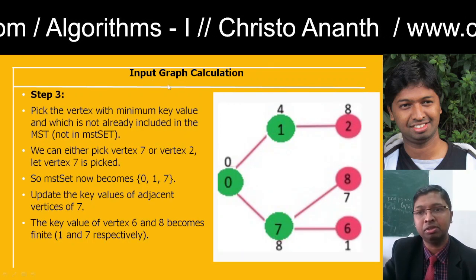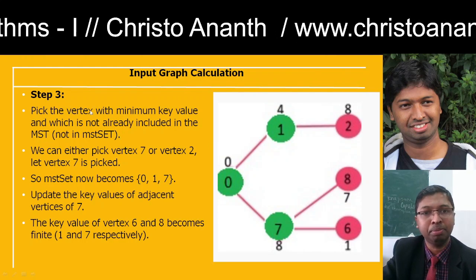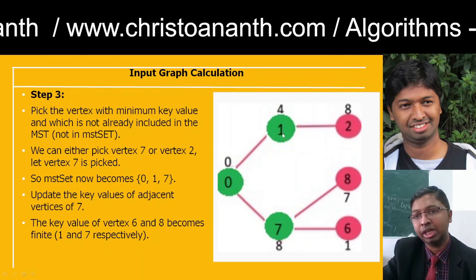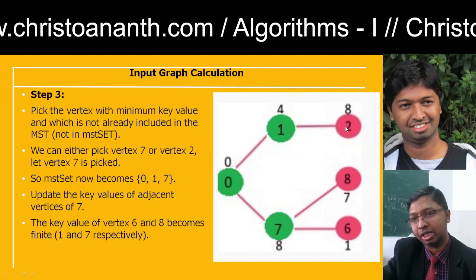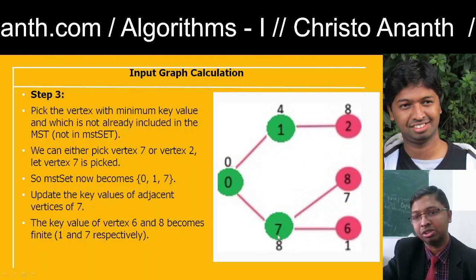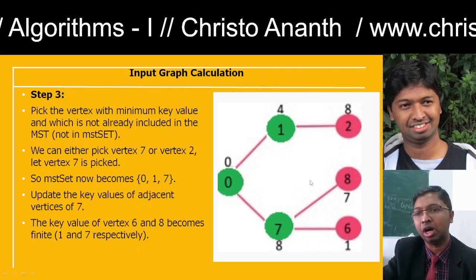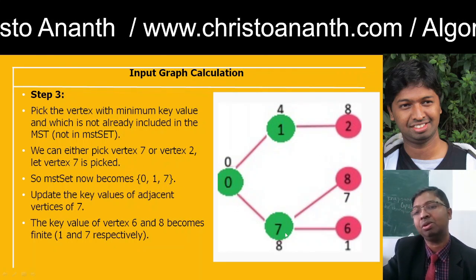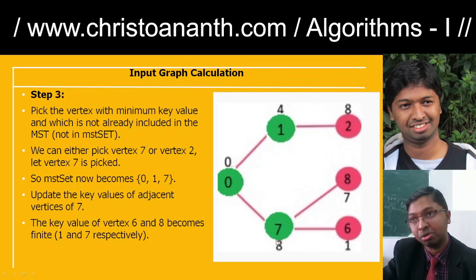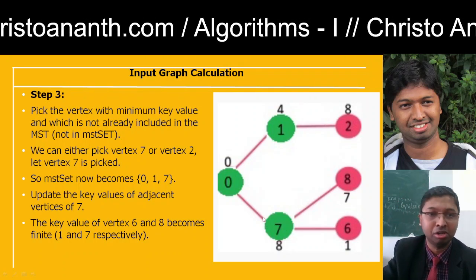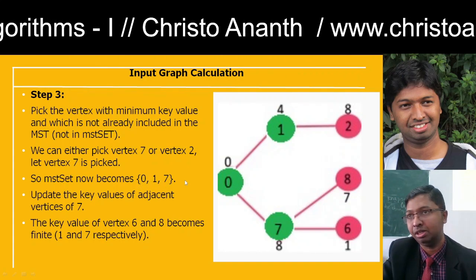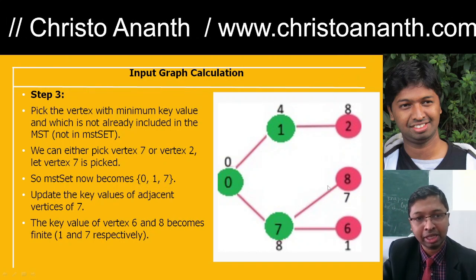So for the next one, adjacent to this one, pick the vertex with the minimum key value. Here you can see 1, that is 2, and 0, that is 7. So you can pick either 2 or 7. Maybe you can pick 7. You can also pick 2, but you can pick 7 even. So 0, 1 and 7 are included, and you try to update the key values of the adjacent vertices.